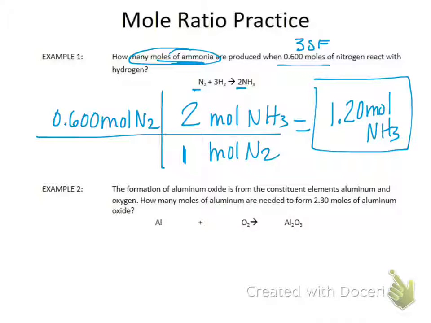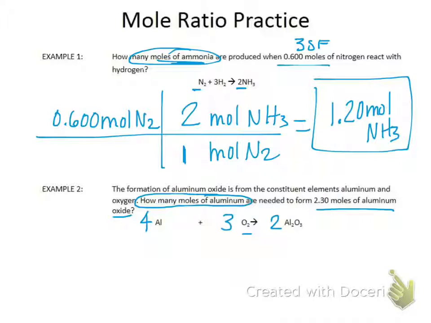And then the last example is the formation of aluminum oxide from its elements. We're given 2.3 moles of aluminum oxide, and we want to know how many moles of aluminum are needed. So first thing we always check, is the equation balanced? And it is not. Okay, I've got 2 oxygen and 3. So I'm going to do 3 here to get 6. I'm going to do a 2 there to get 6. And now I have a total of 4 moles of aluminum. And now I can start my problem.